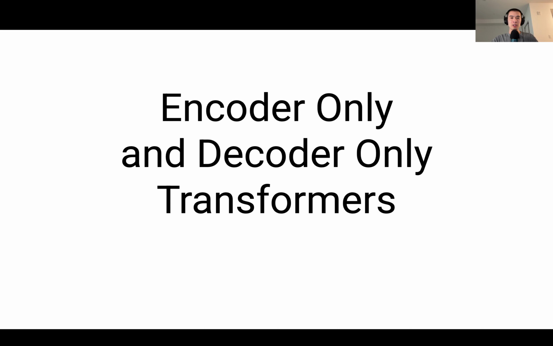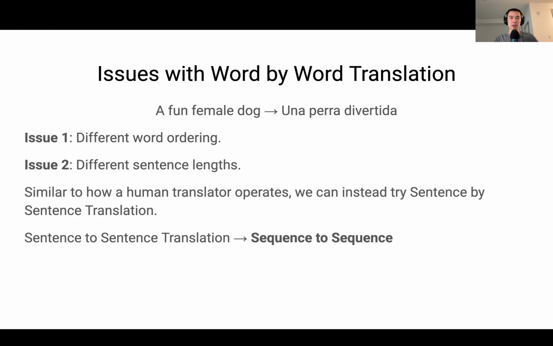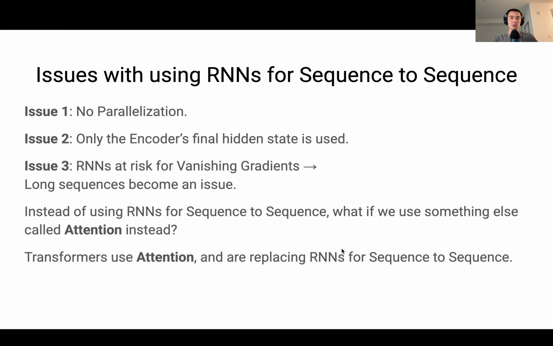We are going to talk about encoder-only and decoder-only transformers. So, a quick review. We talked about how there are issues with word-by-word translation, right? Translating from English to Spanish as an example. A better way to do this would be sentence-to-sentence translation, which can be thought of as sequence-to-sequence. And when it comes to sequences, RNNs aren't perfect. In fact, we might want to use transformers with attention instead.